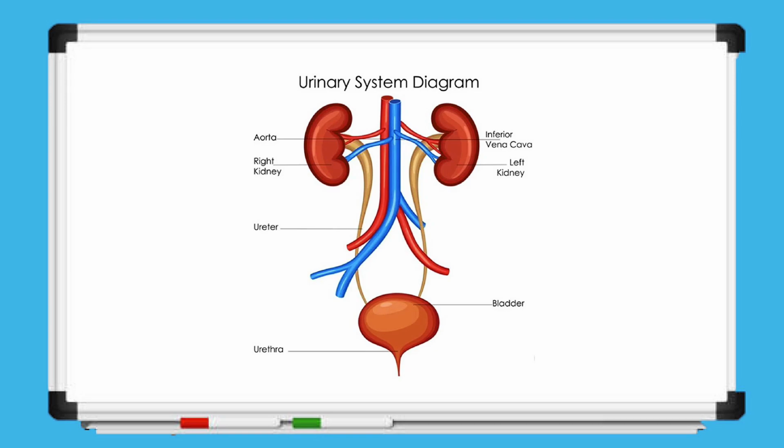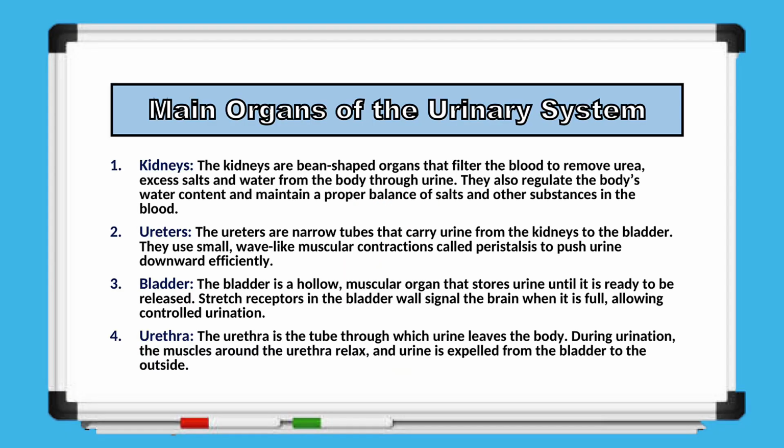So, here the main parts shown in this urinary system diagram are the aorta, right kidney, inferior vena cava, left kidney, ureter, bladder, and urethra. Looking at the importance of these organs, each one plays a vital role in removing wastes from the body and maintaining internal balance. Together, they ensure that harmful substances are eliminated, water levels are controlled, and the chemical composition of the blood remains stable. So, the main organs of the urinary system include the kidneys, ureters, bladder, and urethra, and each has an important role to play.